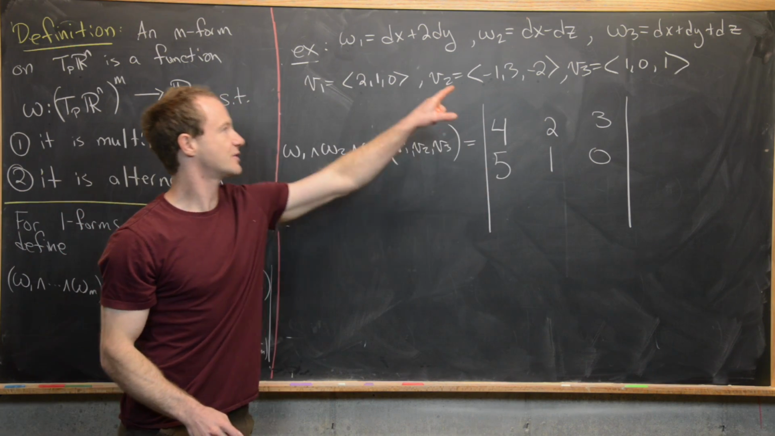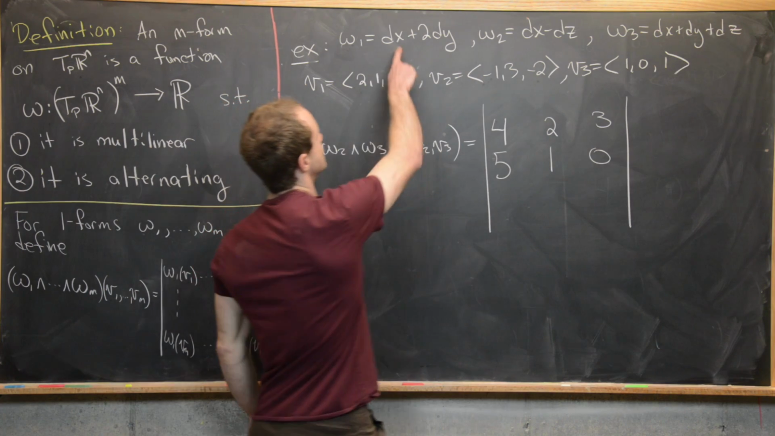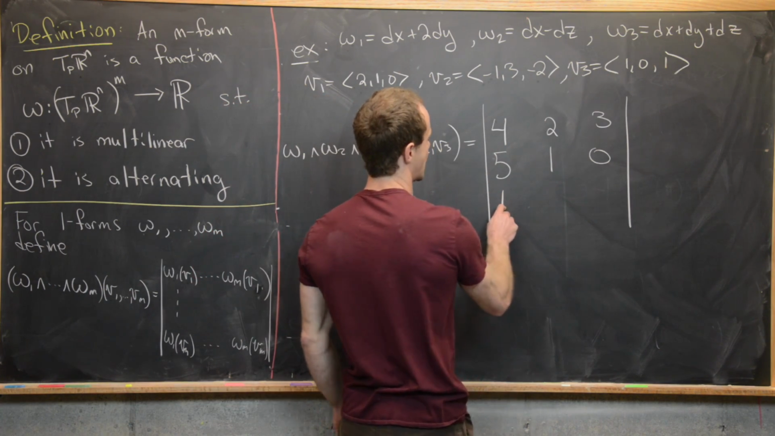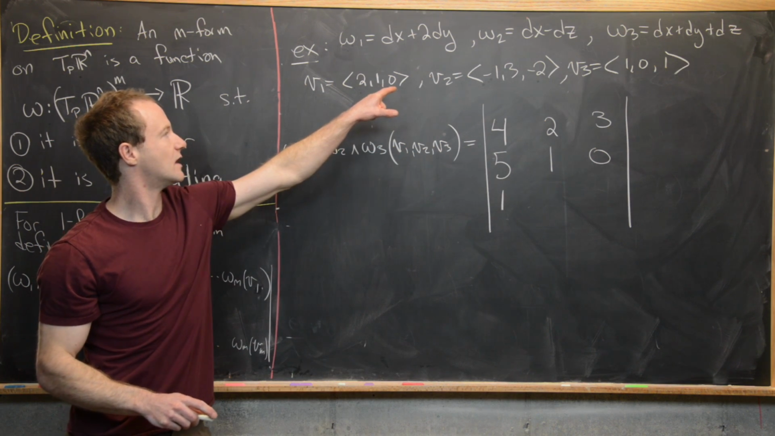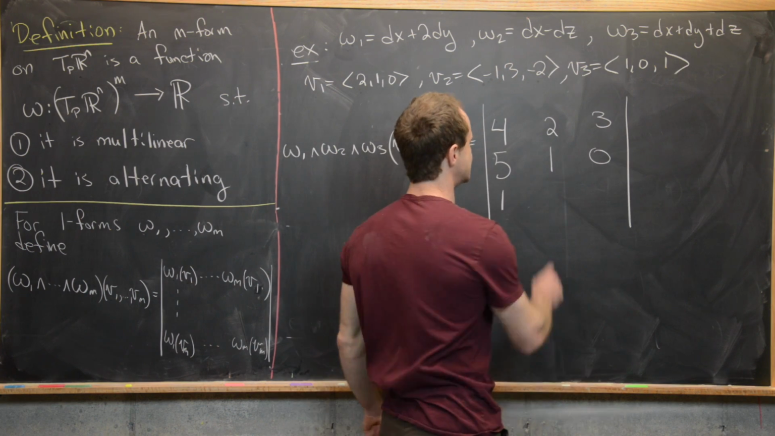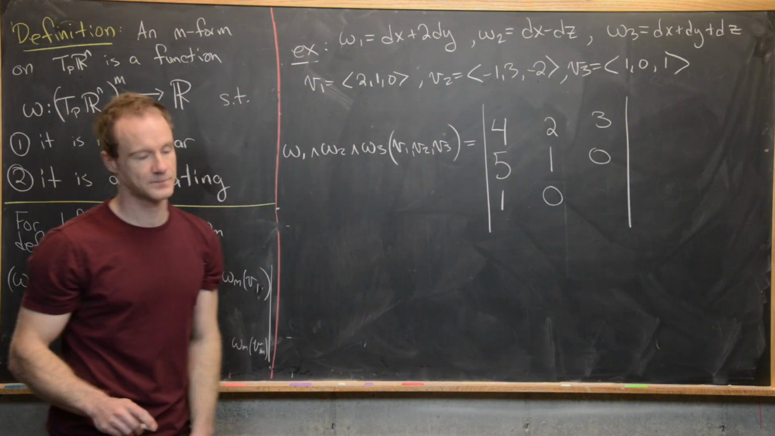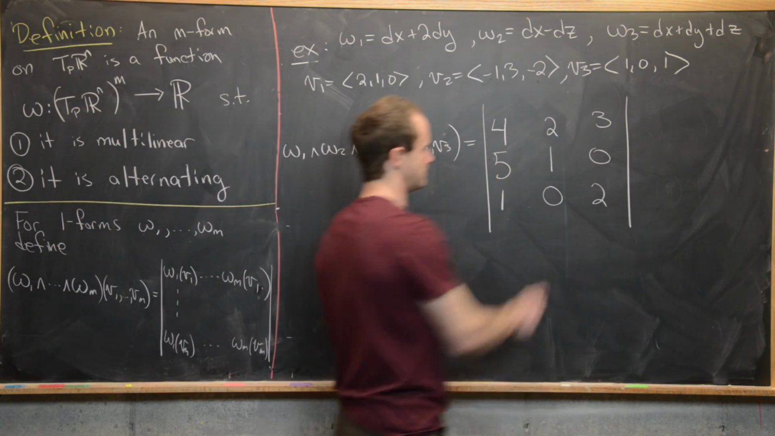Now in this bottom entry, we'll have omega 1 evaluating on v3. So that's going to be the x component plus twice the y component. So that's just going to be 1. And then omega 2 acting on v3. So that's going to be the x component minus the z component. That'll give us 0. And then finally, the sum of all 3 components, that'll give us 2.